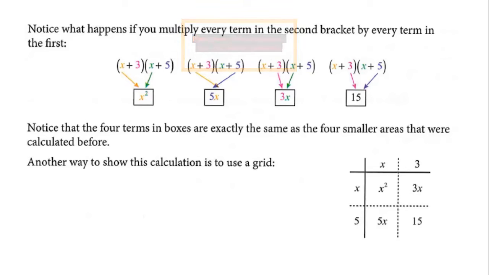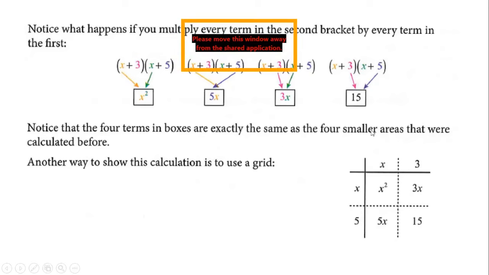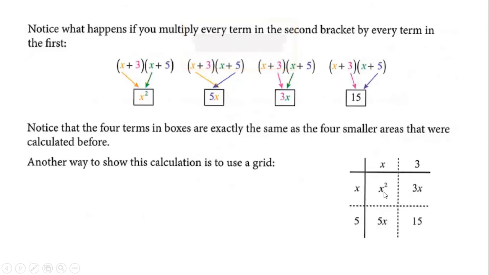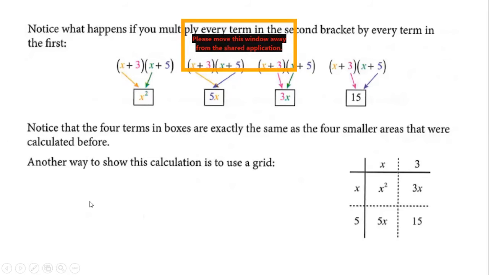But in the previous slide, we haven't used this method. We have used the geometrical method by finding the area. Notice that the four terms in boxes are exactly the same as the four smaller areas that were calculated before. Another way to show this calculation is to use a grid. So you can use this grid. You can place horizontally the two terms of one of the brackets and vertically here the two terms of the other bracket and make each possible product between them. So you will get four different products. And these are the four terms actually that you obtain here above when you multiply each term separately.